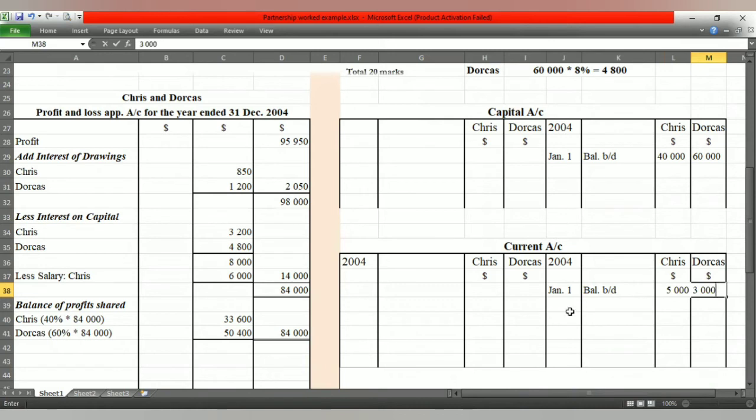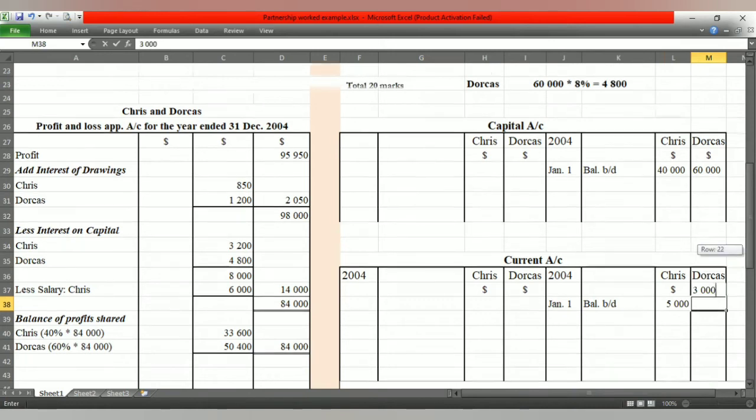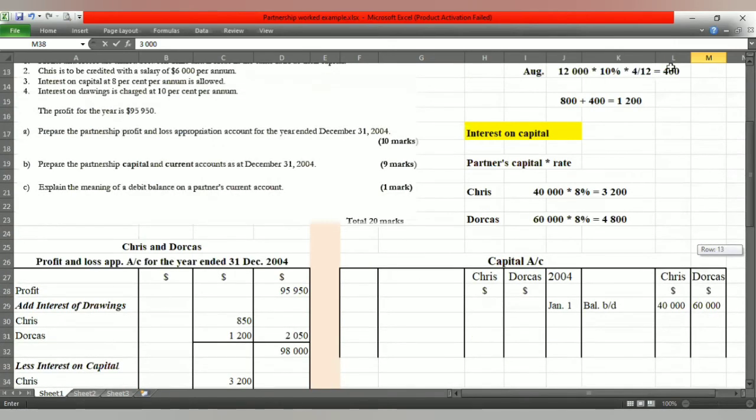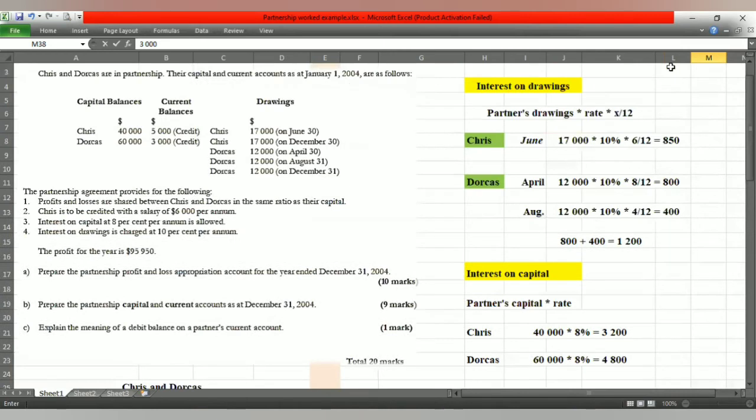The other thing that you would look for coming from the question is the drawings. In the question, you were presented with the drawings as it relates to both partners. And we have for Chris a total of 34,000. You could show these separately, so you'd pick up for June and then for December, or you could just go by the total. So I'll be using the total for the period. Dorcas for the period had withdrawn $36,000. So we're going to enter those in the current account.